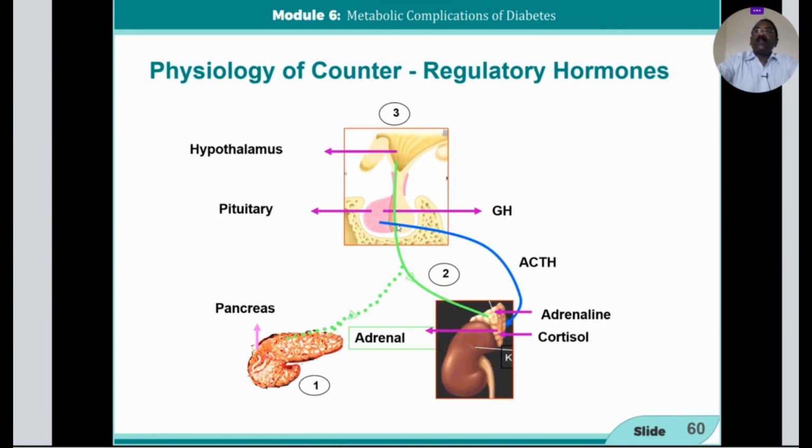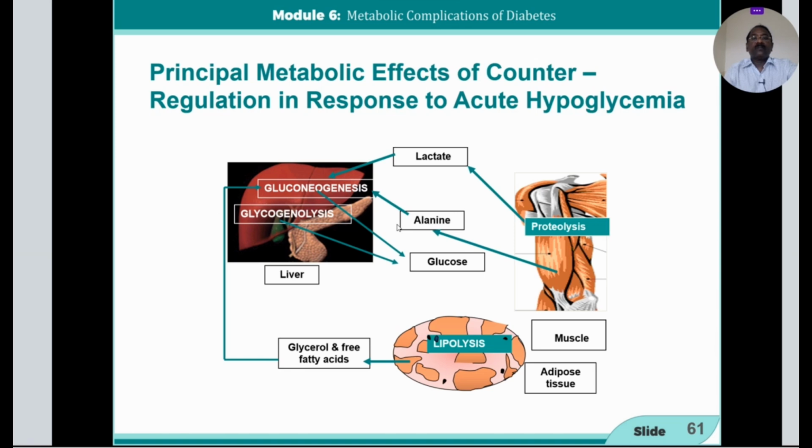See, this is the physiology of the counter-regulatory hormones. See the hypothalamus, pituitary, your growth hormone, ACTH, adrenaline, cortisol, see glucagon, and cessation of the insulin production from the beta cells. So these all will happen in severe hypoglycemia. So these are all the metabolic effects of the counter-regulatory hormones.